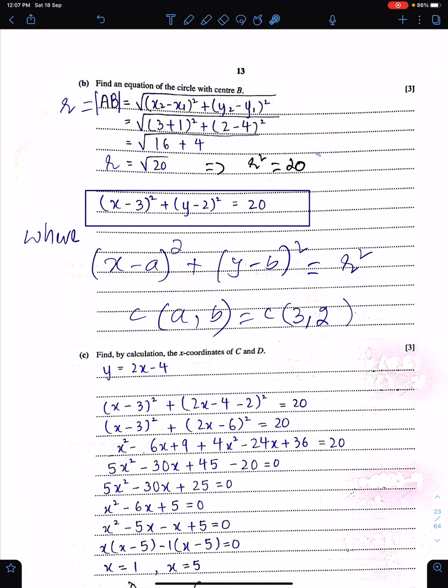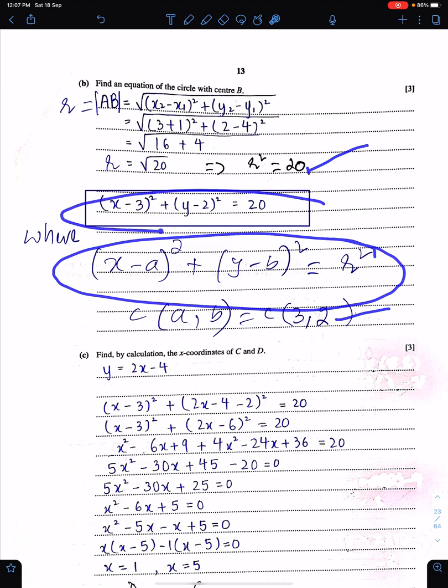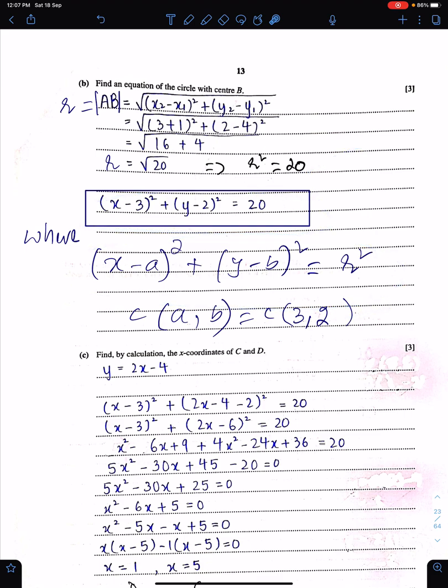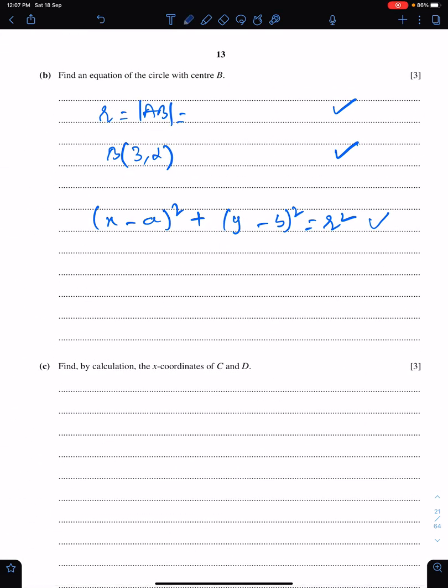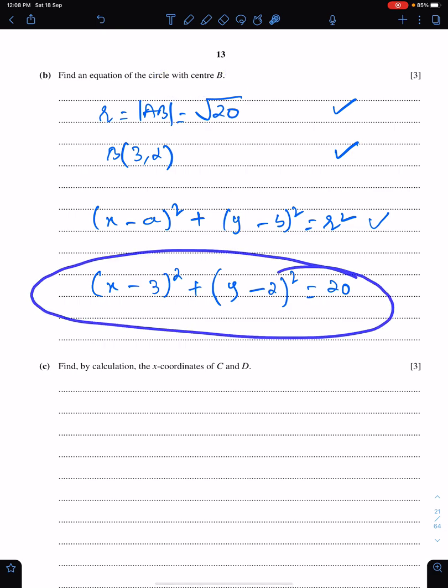Radius squared, radius is root 20, therefore r squared will be 20. And coordinates of center are 3, 2. So by using this as center and r squared 20 in this equation, we can get this equation. So by substituting 3 here and 2 here and 20 here, we can get the equation of circle 2 with center B. This is the equation of the circle.